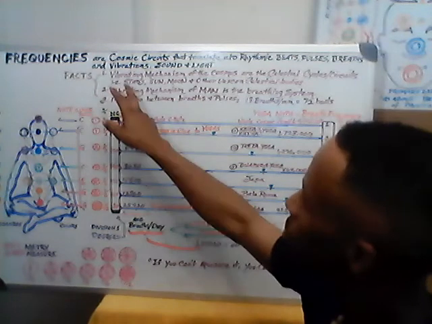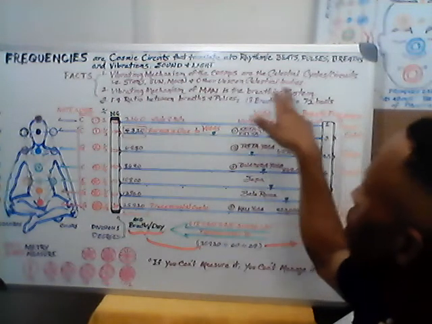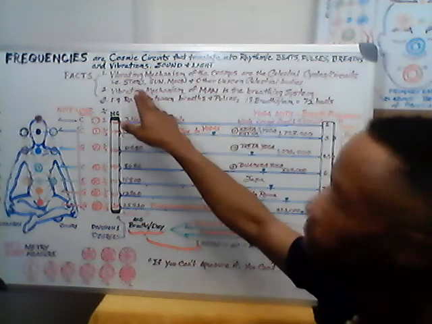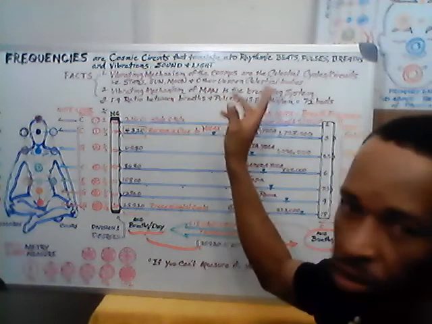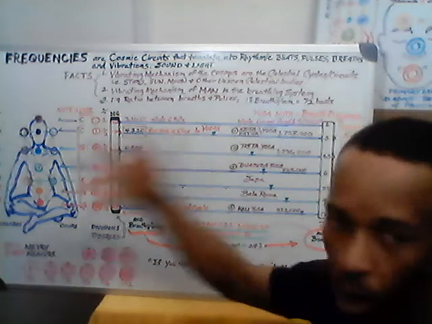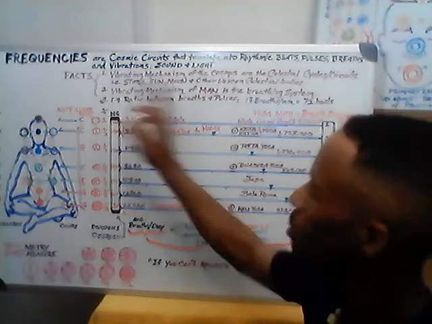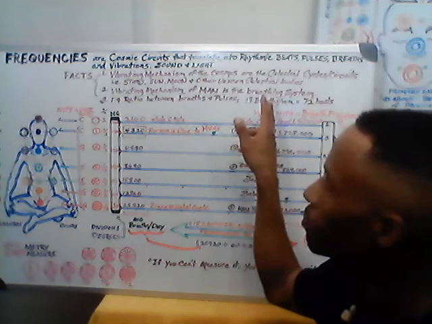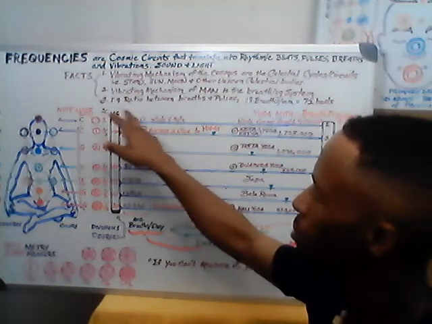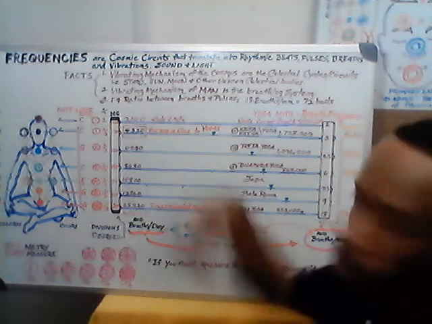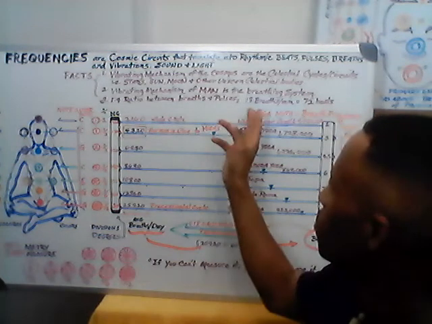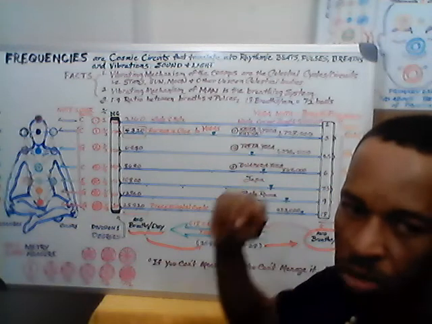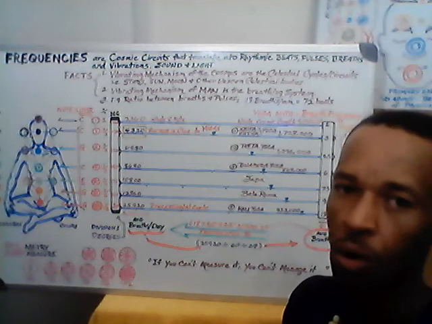So here are some facts. The vibrating mechanism of the cosmos is the celestial cycle circuits, meaning the stars, the sun, the moon, and other unseen celestial bodies like Rahu and Ketu. Fact number 2, the vibrating mechanism of man is the breathing system. And fact number 3, there's a 1-to-4 ratio between breaths and pulses. As an example, 18 breaths per minute would equal 72 heartbeats.